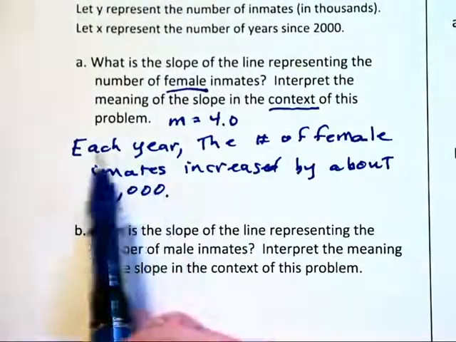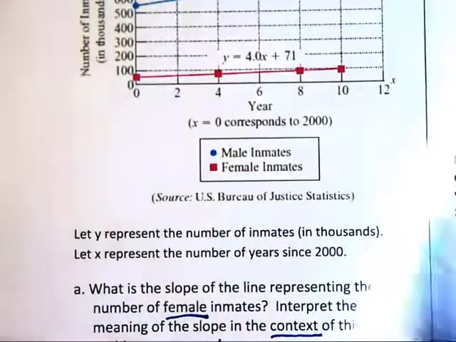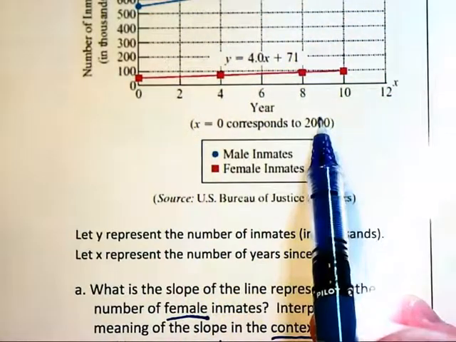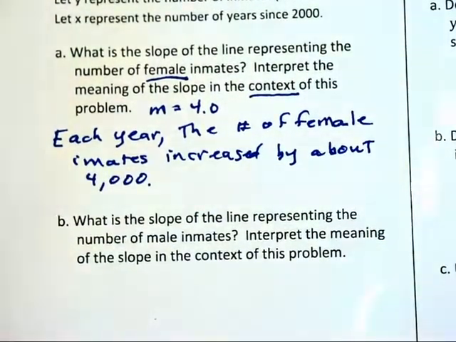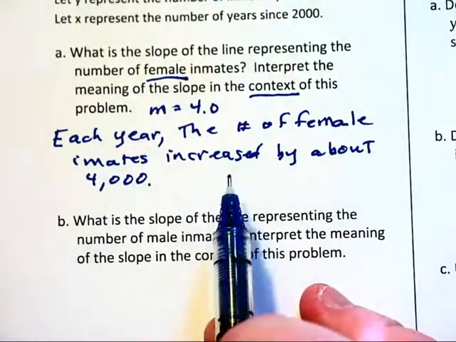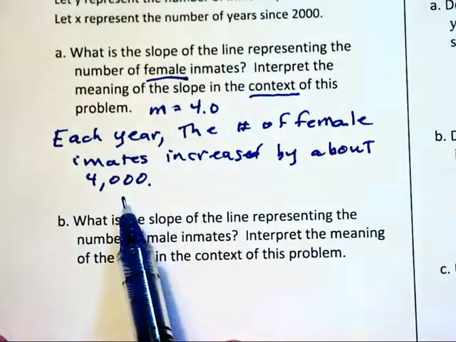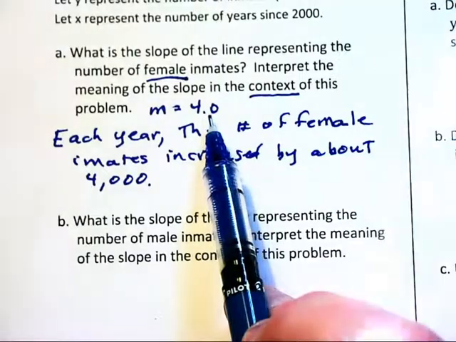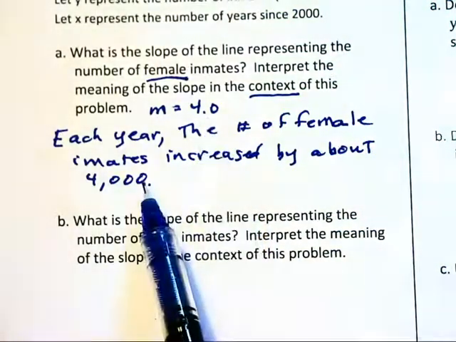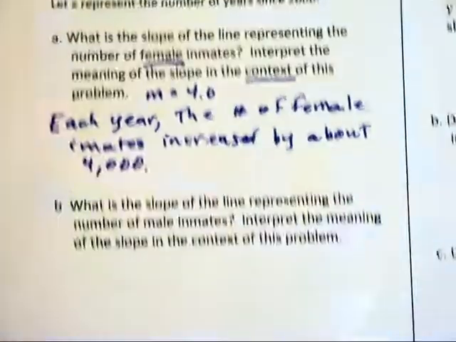Now, there are other ways to word this, but let me point out what I've done here. Each year, that's my way of talking about the run. If you look at the horizontal axis up above, you're running years and you're rising the number of inmates. So instead of going rise over run, I'm dealing with run first and then my rise. And I find in these word descriptions of the slope, it's easier to do the run first. Then I'm talking about the number of female inmates increasing by about 4,000. Even though the slope was 4.0, I had to take into account that the units for the y values were in thousands of inmates and make that interpretation there. Okay, that's critical to this problem.